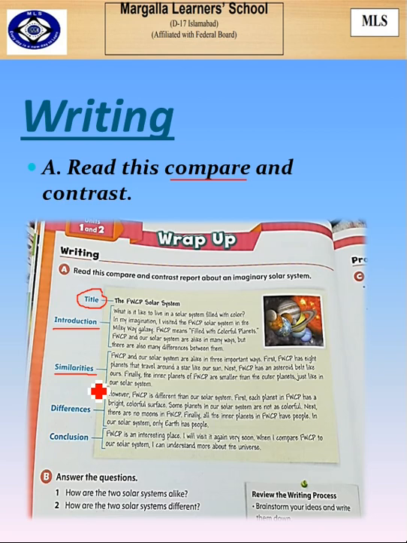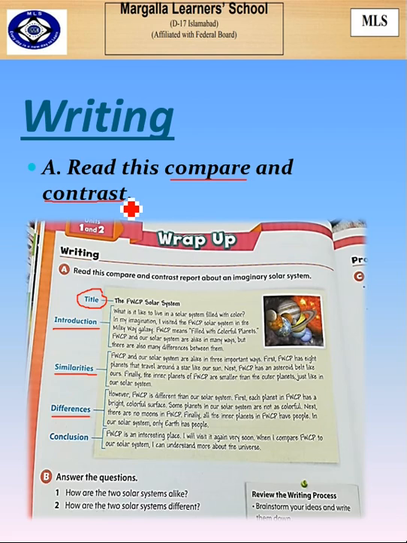FWCP and our solar system are alike in three important ways. First, FWCP has 8 planets that travel around a star like our Sun. Next, FWCP has an asteroid belt like ours. Finally, the inner planets of FWCP are smaller than the outer planets, just like in our solar system. Next is differences, the contrast between FWCP and our solar system.